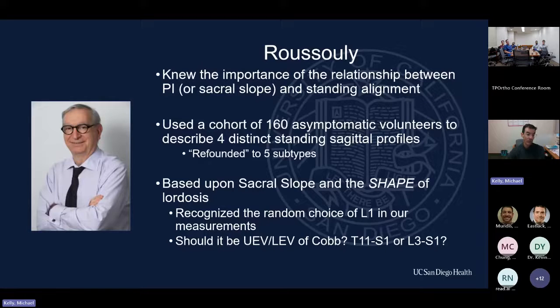That L1 is the UEV in all of our lordosis measurements, when in fact the arc of lordosis may go from T11 to S1 or from L3 to S1. If it goes from L3 to S1 and you include L1 in there, again, information lost, right? You now have no idea what the spine should look like because you're not even measuring maximum measure of lordosis.